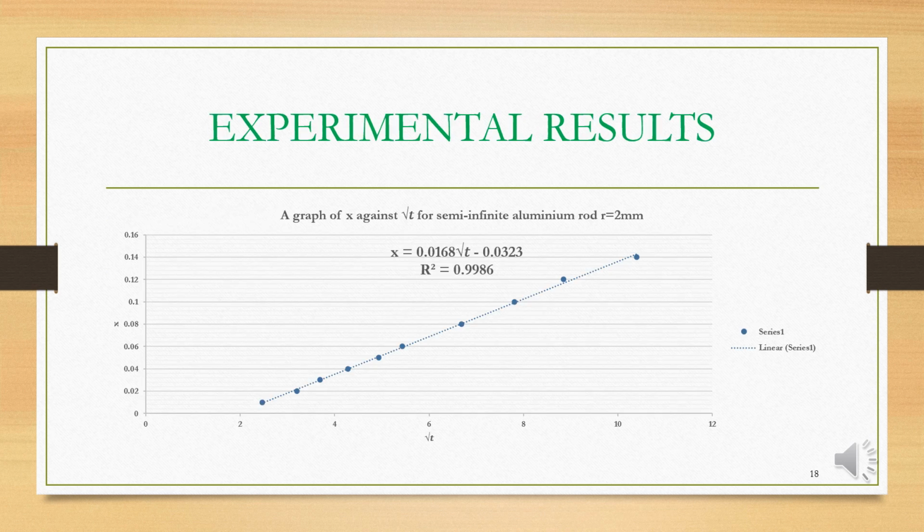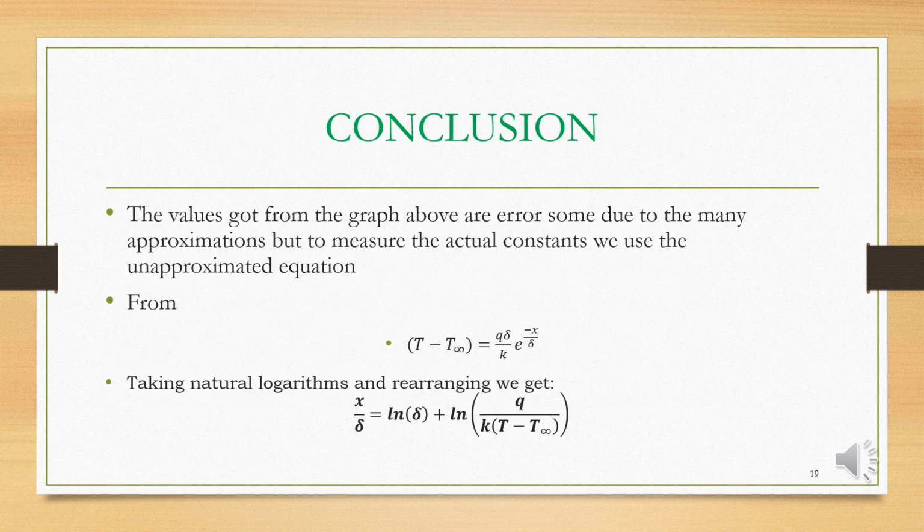From experimental results, we plotted the graph of x against the square root of time and it gave us a straight line graph with a negative intercept, as predicted by theory. Let's continue. The values got from the graph cannot be used to measure physical constants because we made so many approximations, so the values will have a lot of errors.